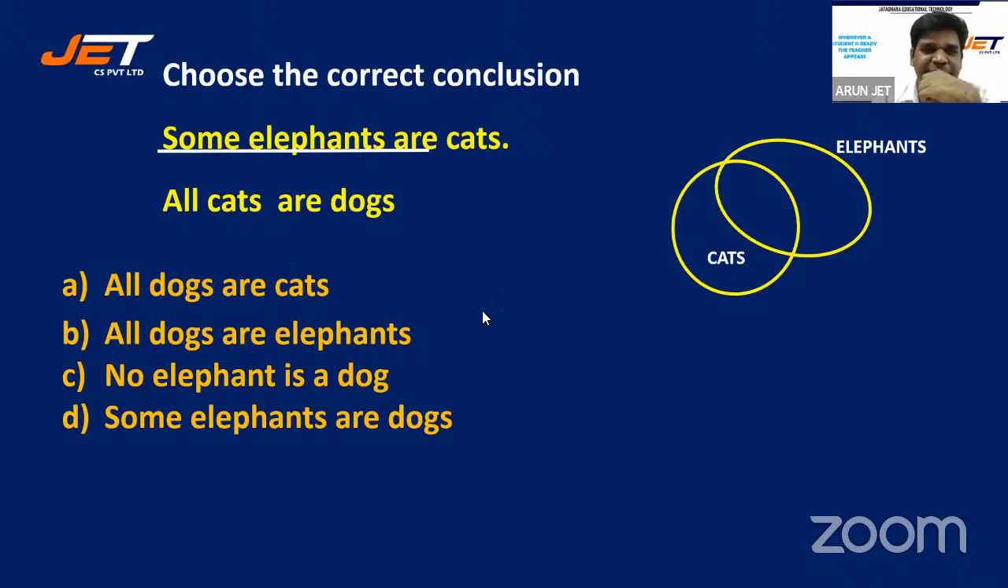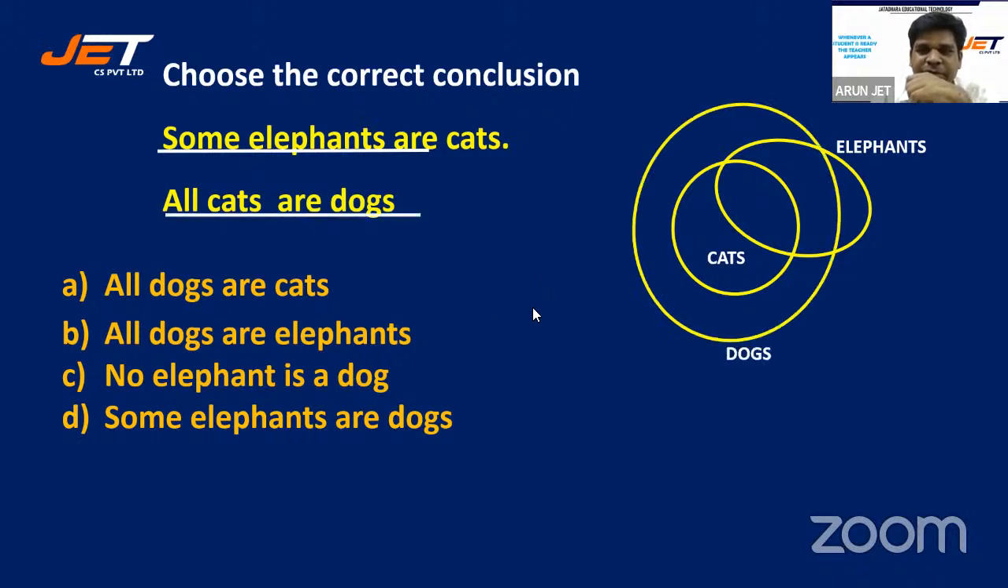All right. Let's look at the solution further. Now he says all cats are dogs. So cats is being completely encircled by a circle set of dogs. So some elephants are dogs because dogs and elephants intersect, but not completely.